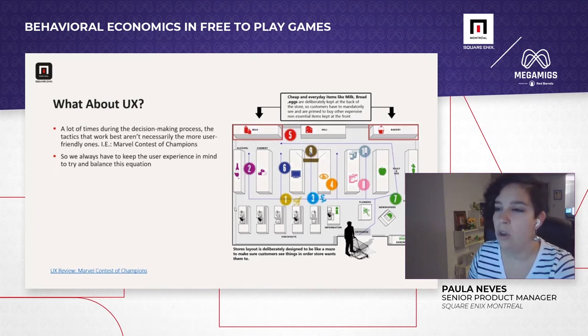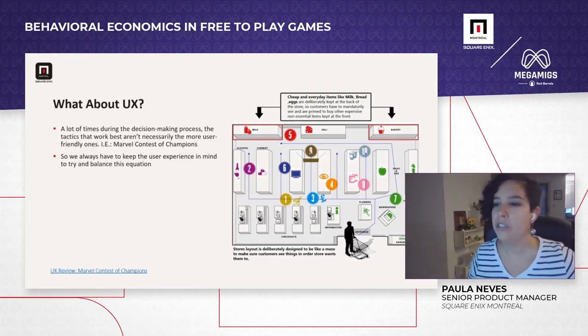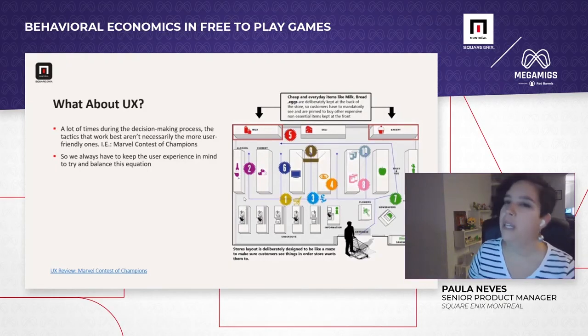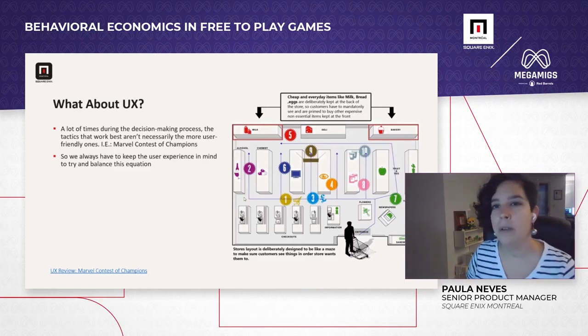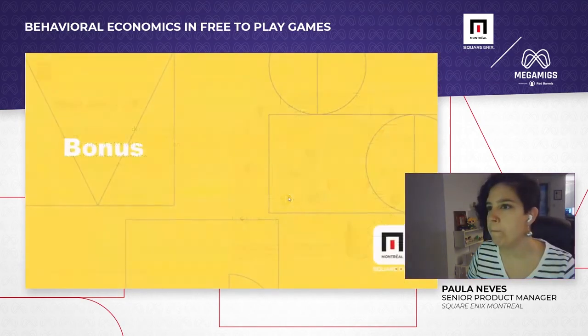Again, UX is always the first thing to be considered because the most important thing is the user experience and your game being fun. That's the most important thing. But there is a balance you can reach where you can obtain better conversions in your IAPs and not hurt the user experience. So that's the constant conversation between product managers like myself and our UX peeps.